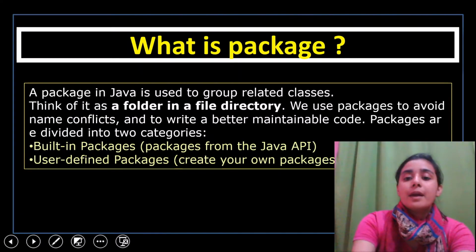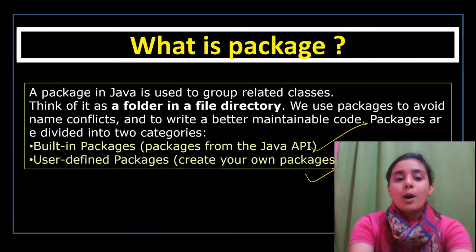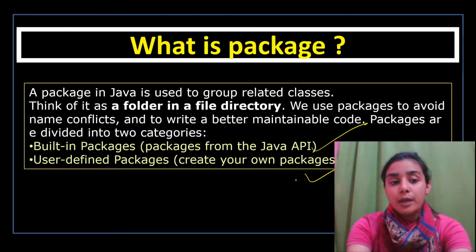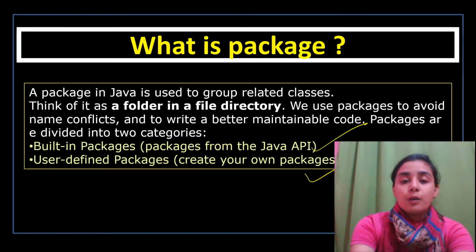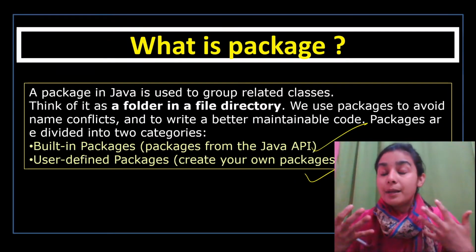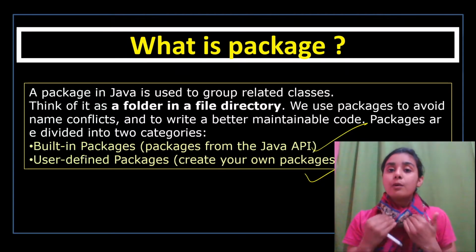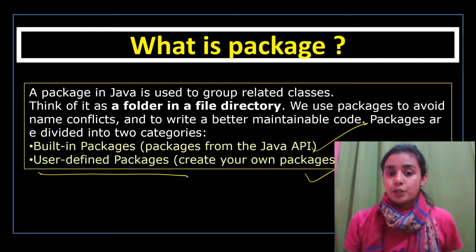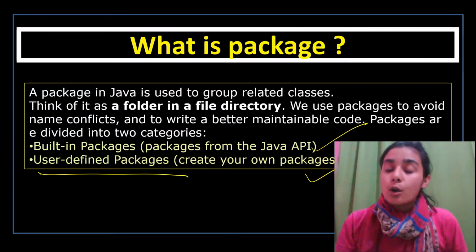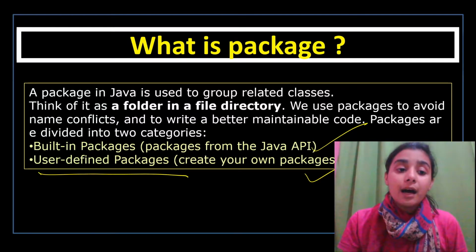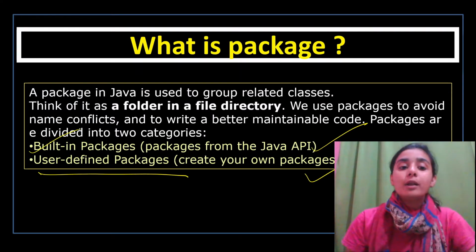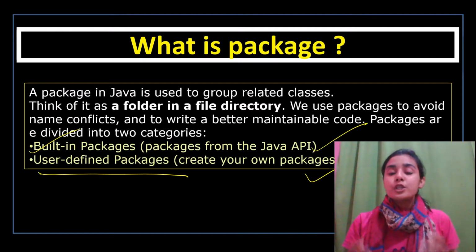Now there are two types of packages. The first is the built-in packages, which are inbuilt and predefined. And some packages can be created by us as programmers. These are called user defined packages. We can create our own packages. And the others, which are inbuilt in Java, are called built-in packages.